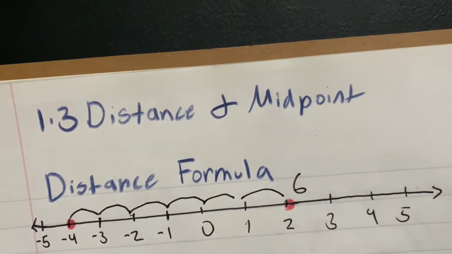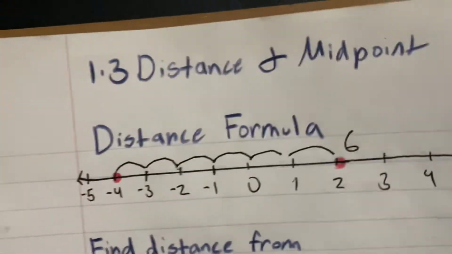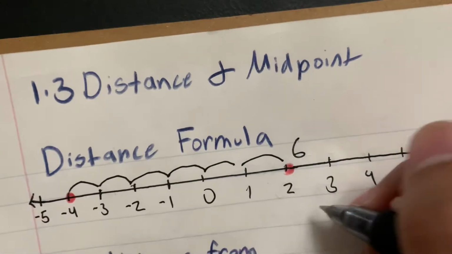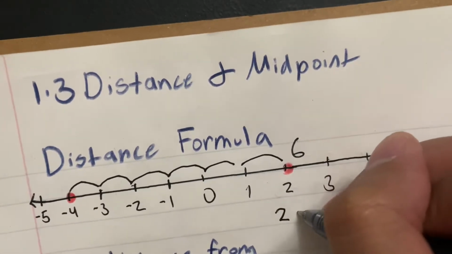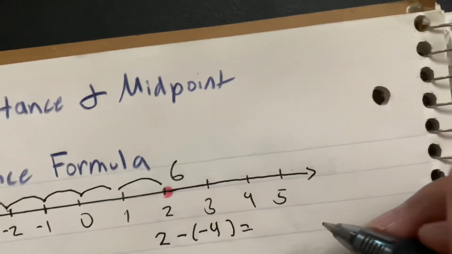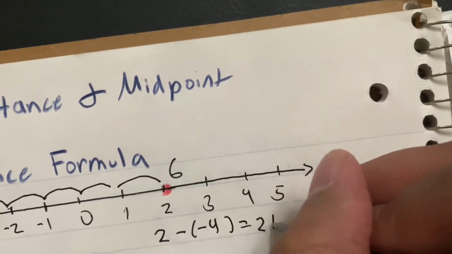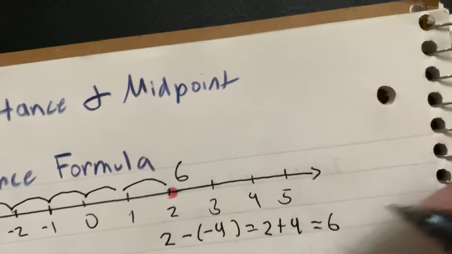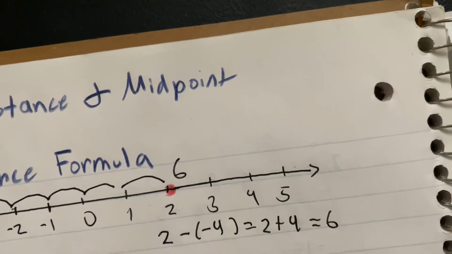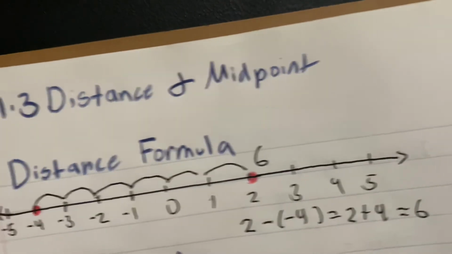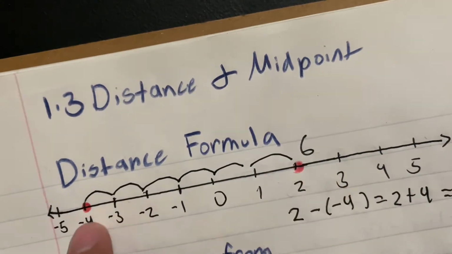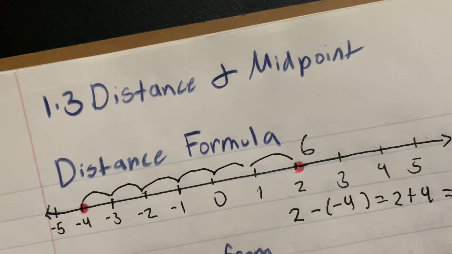But how do we do that through math? Well, you can just subtract: the number you see is 2 minus -4, which will be 2 plus 4, which is 6. And that's the same thing. So now we know that to find the distance from one number to another, you just subtract the first from the second. So if you want to find from -4 to 2 or 2 to -4, you just do 2 minus -4 and you get that.